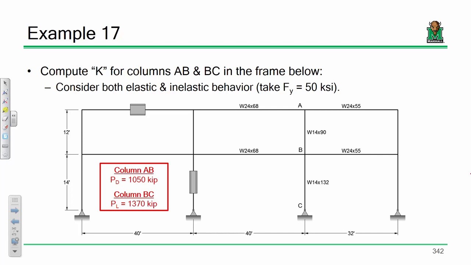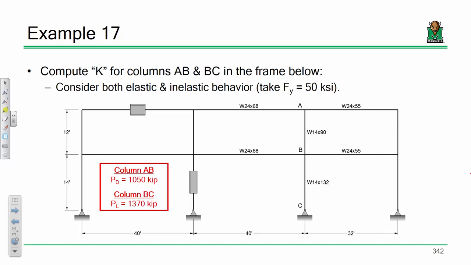The way that G works is we're going to take the sum of I over L for the columns divided by the sum of I over L for the girders. I look at these elements, and right off the bat, it's pretty easy to figure out how long they are. This one's 40 foot long, this one's 32 foot long, this one's 32, this is 12, this is 14. That's pretty easy. But what I'm going to need are some moments of inertia, and I've got this written over here on the whiteboard just so we can track this. Before we start computing G values, I need some moments of inertia.